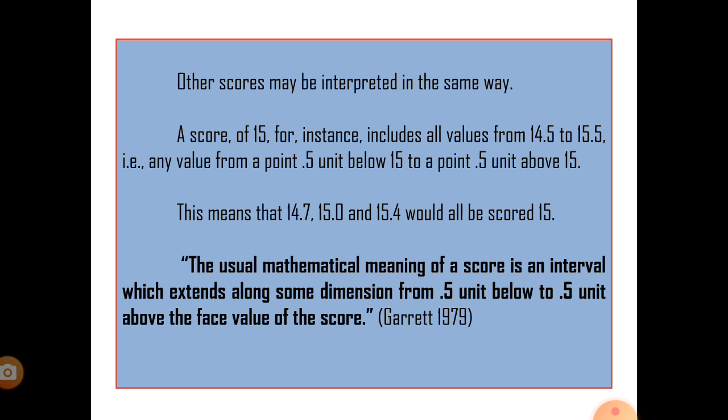Other scores may be interpreted in the same way. A score of 15, for instance, includes all values from 14.5 to 15.5. That is, any value from 0.5 unit below 15 to 0.5 unit above 15. This means 14.7, 15.7 and 15.4 would all be scored 15. The usual mathematical meaning of a score is an interval which extends along some dimension from 0.5 unit below to 0.5 unit above the face value of the score. These are all the intervals.